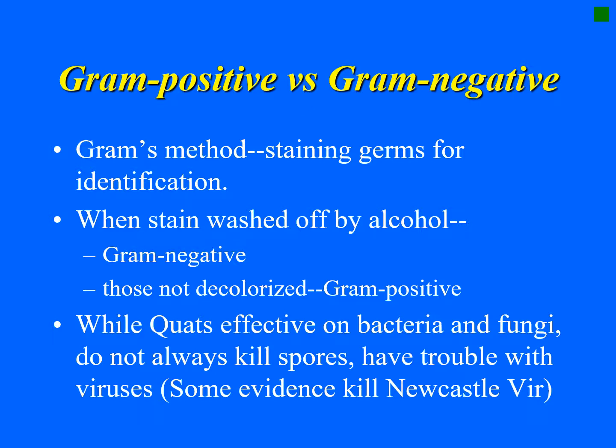But if the stain is not washed off by the alcohol solution, it means it's gram positive and it'll actually be a purple color. So you're going to use something like safranin, then you're going to decolorize it, and then you're going to add this stain solution, and the last thing is alcohol. And so again, if the alcohol washes off anything and it turns pink, it's gram negative. If the organism actually stays purple on the slide, excuse me, it's gram positive, it's purple. So again, going back, while quats are effective on bacteria and fungus, they don't always kill spores, and they have trouble with some viruses.